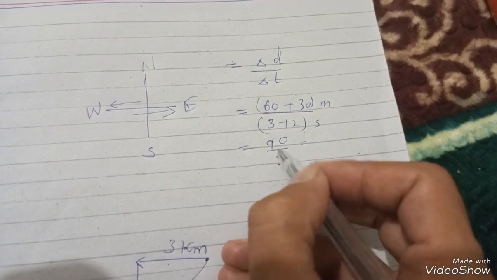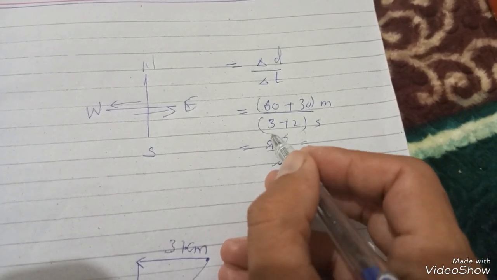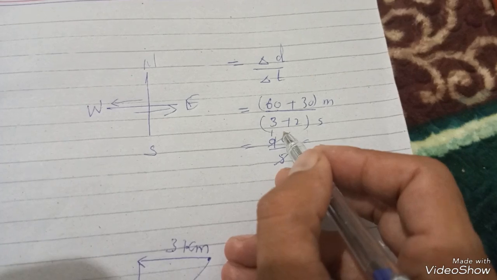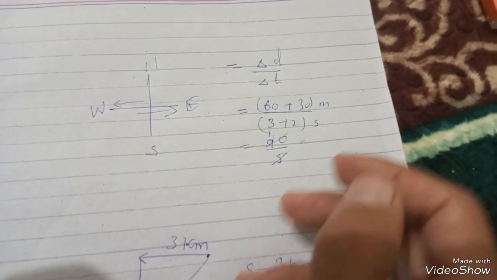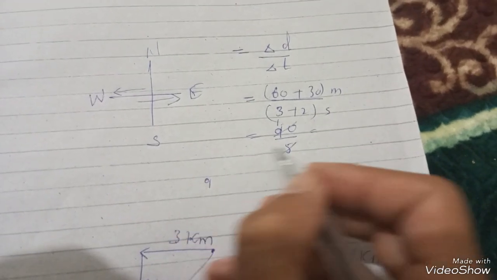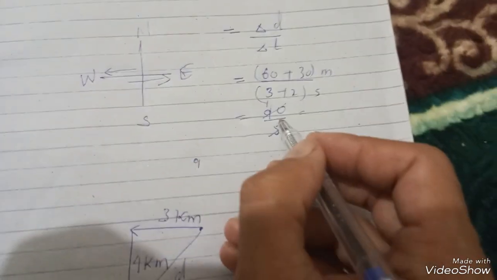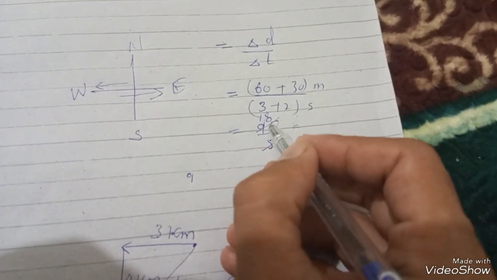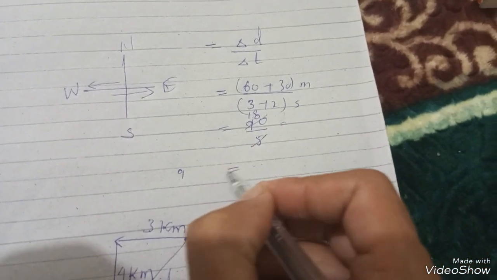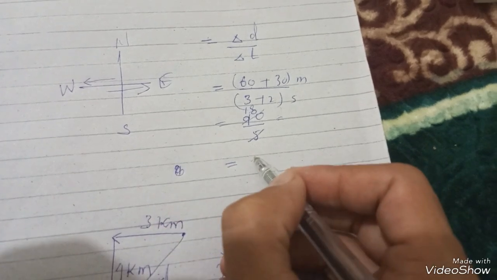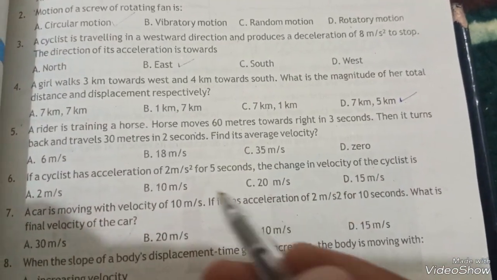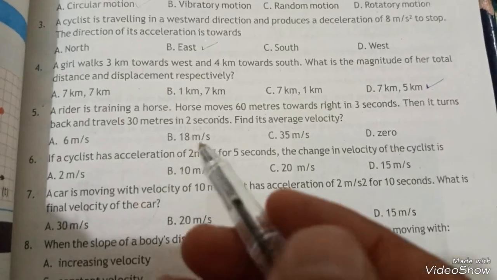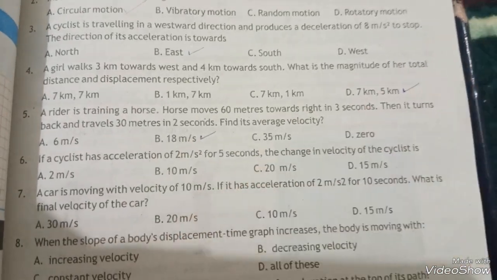If you divide 90 by 5, 5 times 18 is 90. So what we got is 18 meters per second as the average speed. Yeah, 18 meters per second is the correct answer.